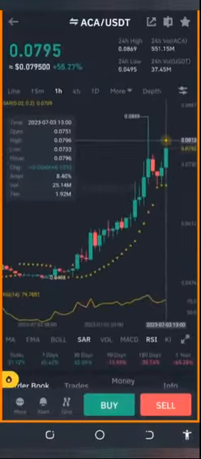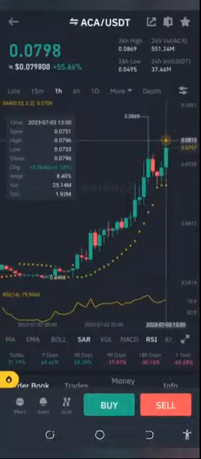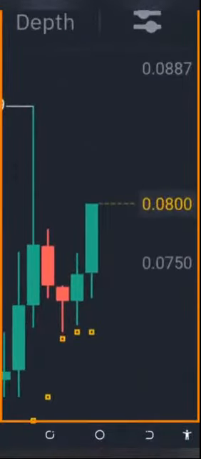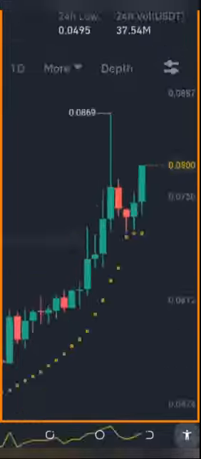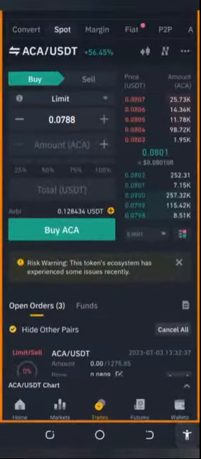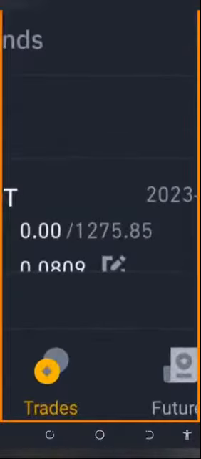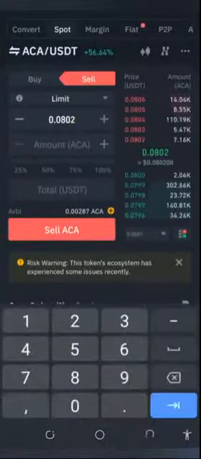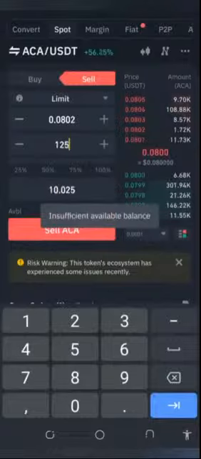0.809. Come on. Let's not waste time as we wait till it gets there. Oh my gosh, I'm sure it's going to get there. Can you see what I'm seeing here? Wow. I hope it doesn't go down. It's 0.800. Wow. Let me see how much we are currently in. This is what? 1275.85. Let's go check.